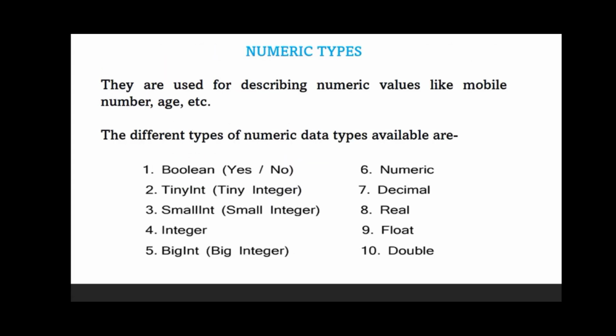So numeric type means numbers. That means mobile number and age are stored as numeric values, isn't it? Then different types of numeric data types are available: Boolean, tiny int, small int, integer, big int, numeric, decimal, real, float, double. That means a number may be either 0 or 1, or the smallest integer, or a normal integer, or a big number, or a point number. That's it.